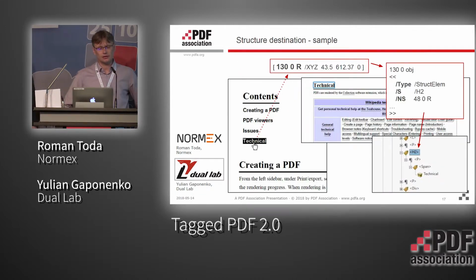So you have a link on a file on the left. The link has an action attached, and the action contains a direct reference to a structure element, which is of subtype H2 in this case. Of course, that brings a burden for PDF viewers, because if the end user clicks on the link, the PDF viewer has to find the proper page, and it's not that straightforward.